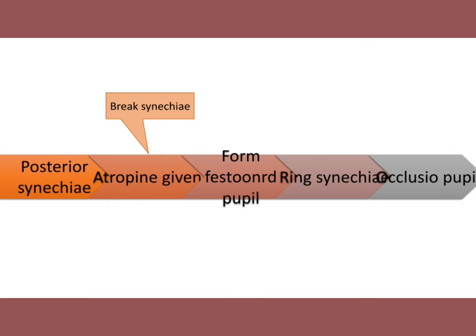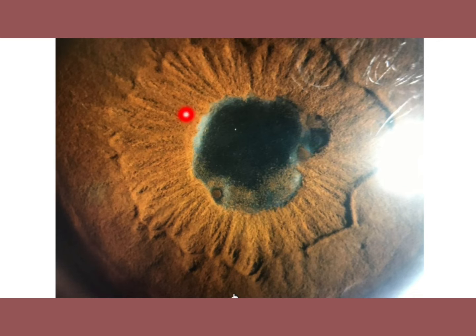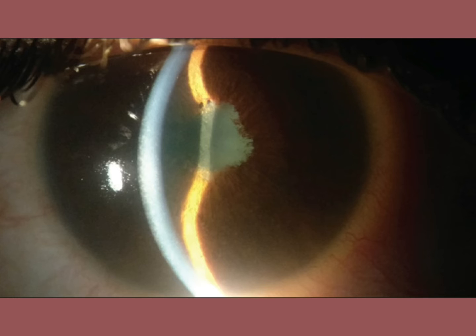This is the flow chart. Where posterior synechia happens, you will give a cycloplegic like atropine or cyclopentolate depending on the patient's condition. It will break the synechia and synechia will not happen. But suppose you give atropine in a late stage, then it will not be able to break the synechia and it will form the festoon pupil. And if the festoon pupil persists for a long period of time, it will lead to ring synechia formation. Ring synechia means there is 360 degree synechia formation, like in this picture.